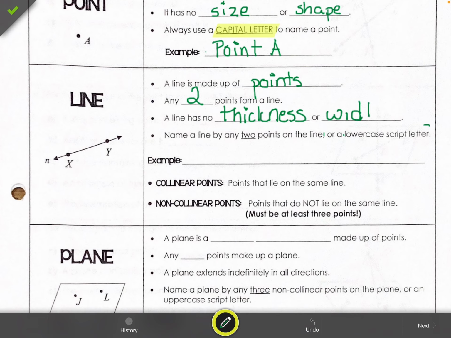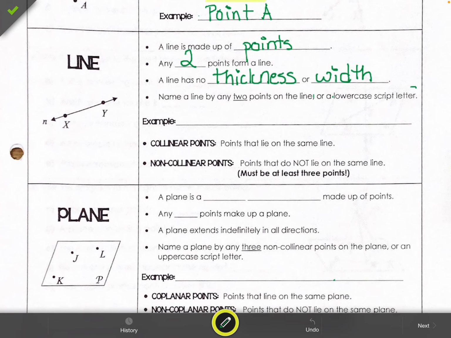But again, in order for us to study it, we need to be able to have a visual representation, and so to the left you see a picture of the line. Notice the 2 arrows on the end. That shows you that it's a line because a line actually extends indefinitely. So in other words, it never stops. And that's what the 2 arrows on the end represent.